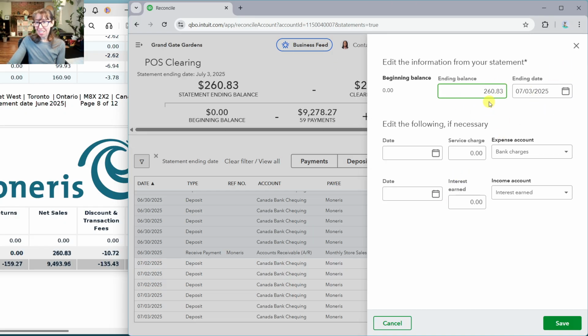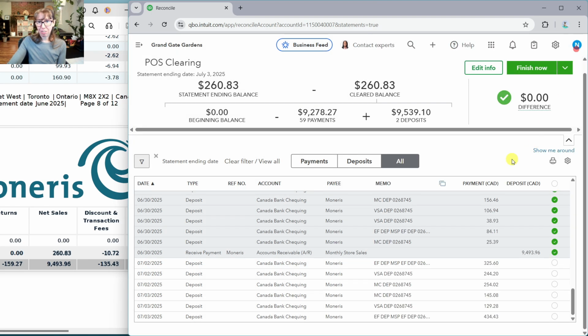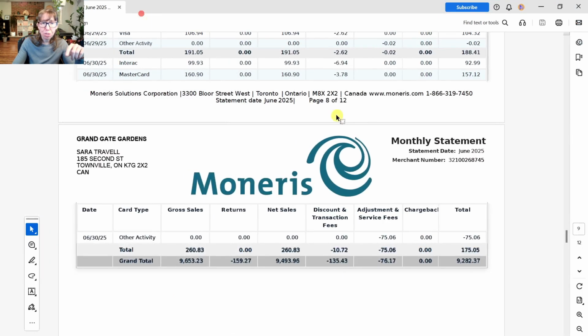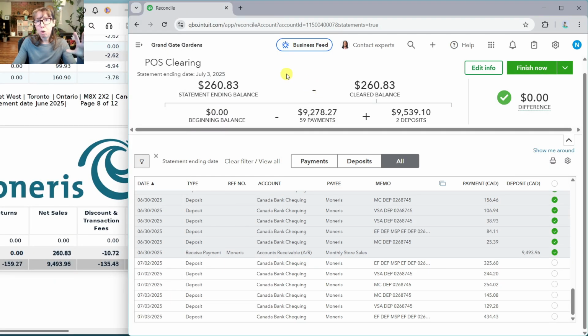Now, I didn't just plug in a number to make 0. I did actually go to the statement and figure out how much is not being deposited in June because of that split payment deposit in July. We did find that $260.83 right here. And you'll see why in a moment, why that's very, very important.